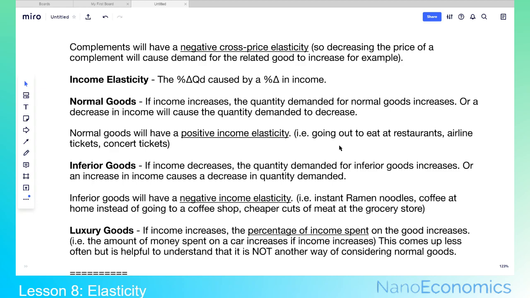With income elasticity, we're putting a percent change in income on bottom, and we're looking at what happens to percent change in quantity demanded. So if income increases and quantity demanded increases, in other words, if there's a positive relationship between those two, then we have a normal good. If we have a negative income elasticity coefficient, in other words, the decrease in income causes an increase in quantity demanded, that means we're talking about an inferior good.